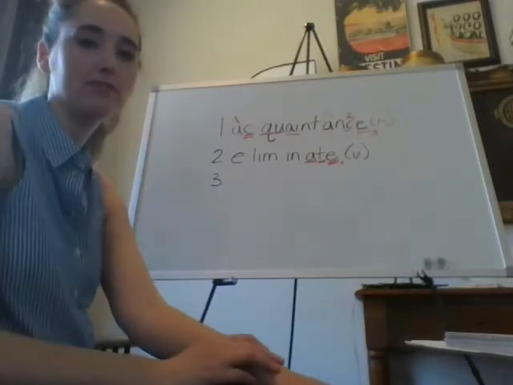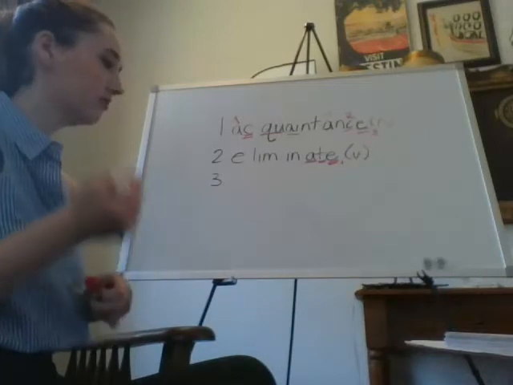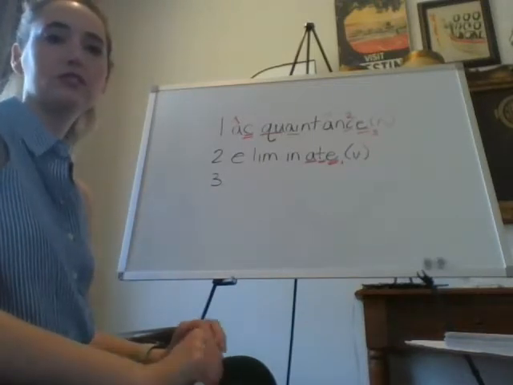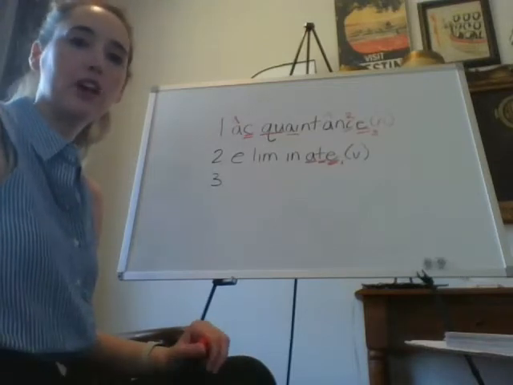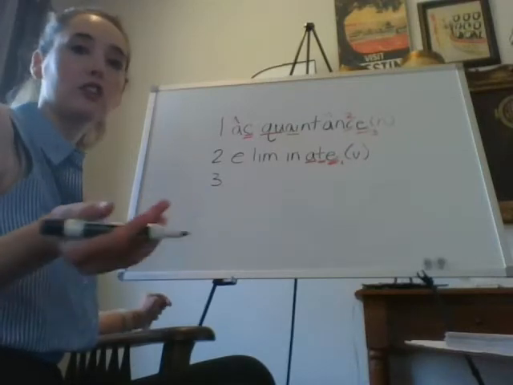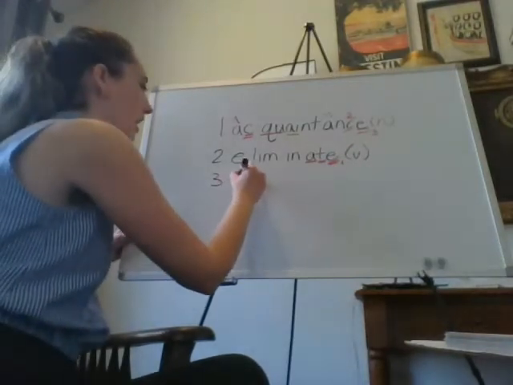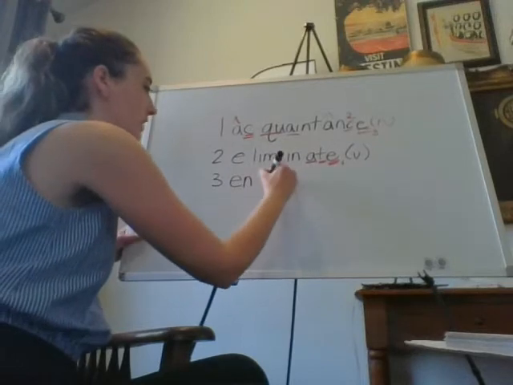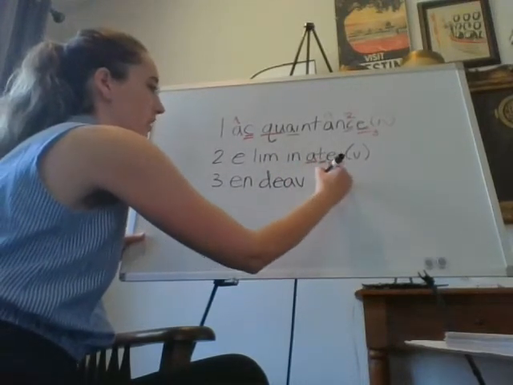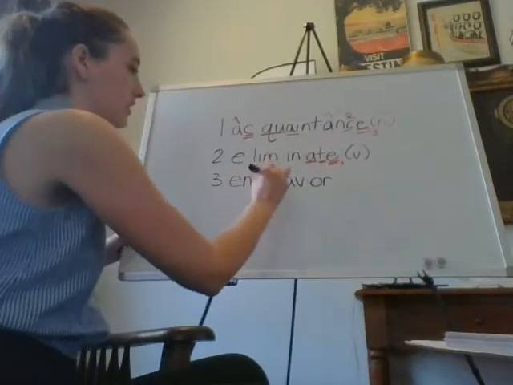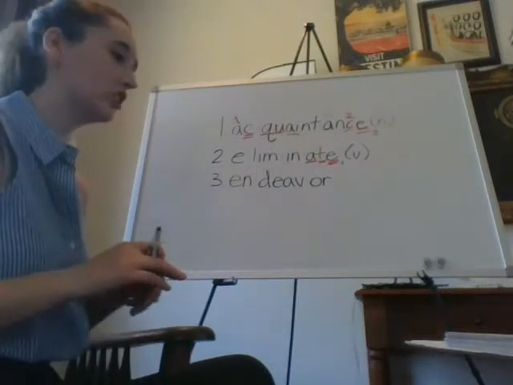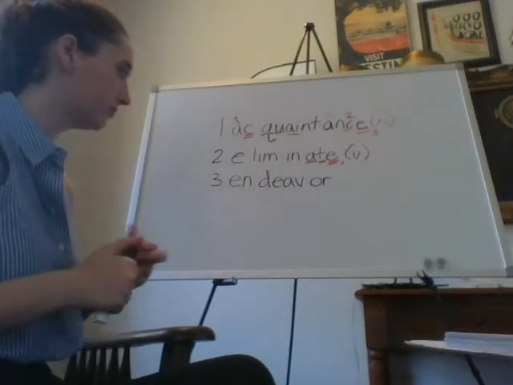Sound it out as you write. Pause if you need to. And let's go over the correct spelling. N, syllable break. D, v, syllable break. Or. Endeavor. Check to see if your spelling matches mine and make corrections if needed.